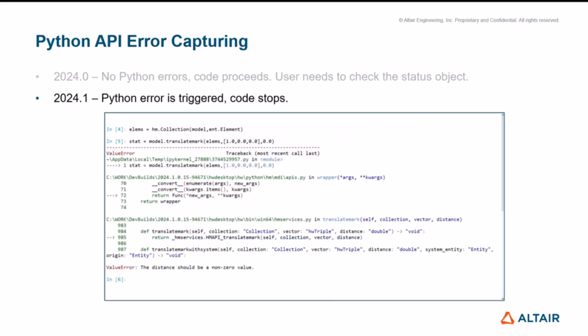That means in 2024.1, if you execute the same code, you will get a proper Python error. That also means that you can follow the usual construct in Python and use the try except method to catch errors and work with the code in a, I guess, more transparent way. So we believe that this will be seen as a big benefit.